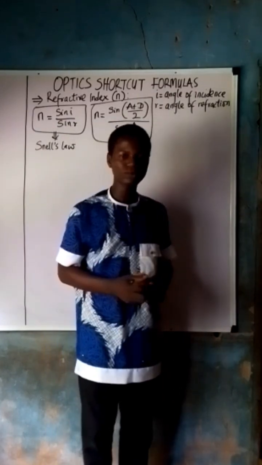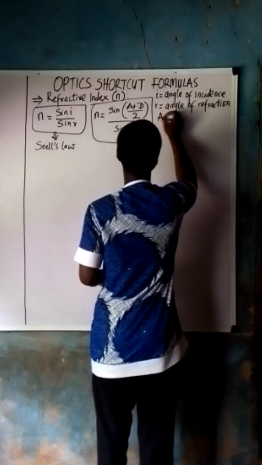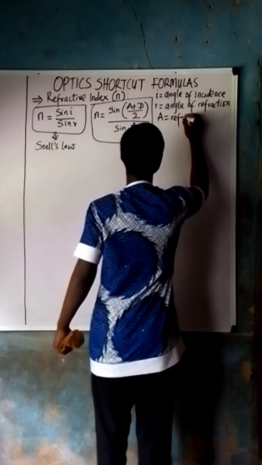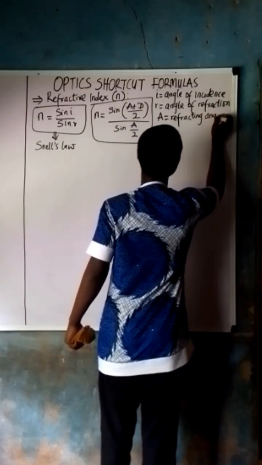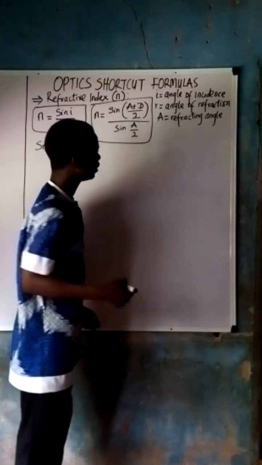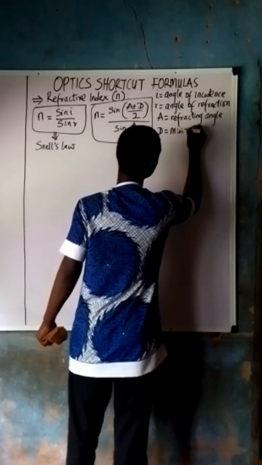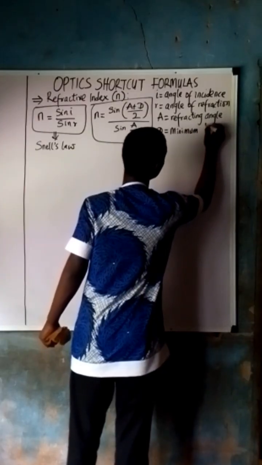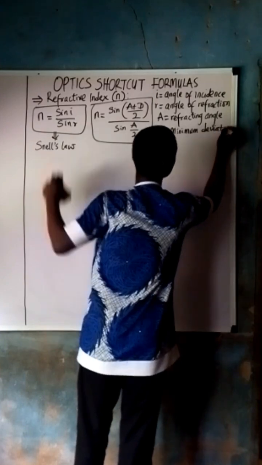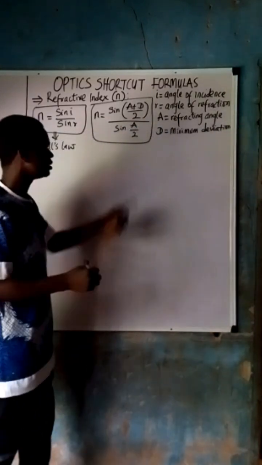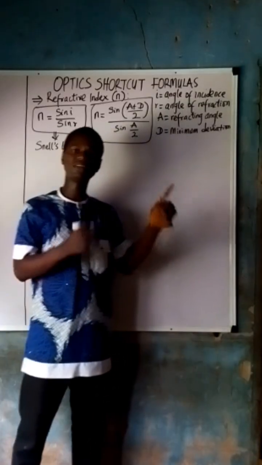You may want to ask what capital A and D stand for. A here stands for the refracting angle of the glass prism. D stands for minimum deviation. So take note of all these formulas that apply to refractive index. This specifically is for the glass prism.